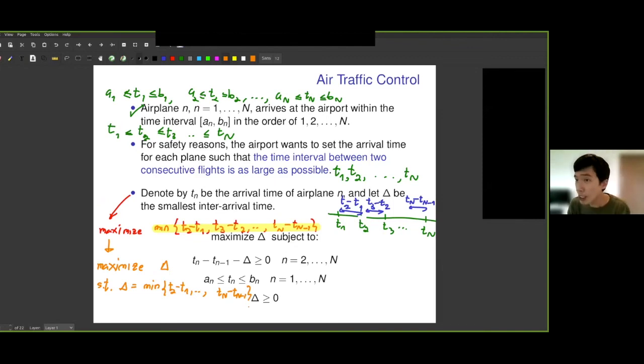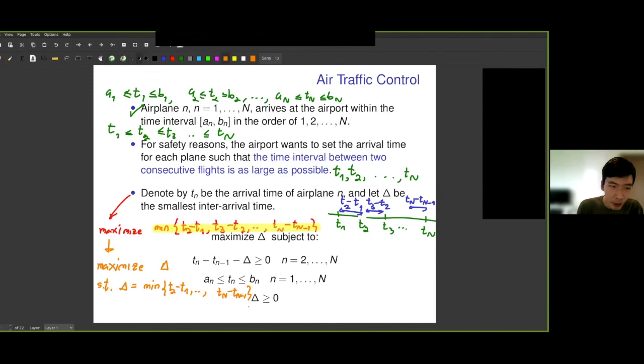But then the problem is not over, right? Because now the objective is linear, because it's just delta, but the constraints turn out to be non-linear this time. Because the minimization that used to be in the objective function has now just moved to the constraint instead. So the non-linearity is still there within this optimization problem.